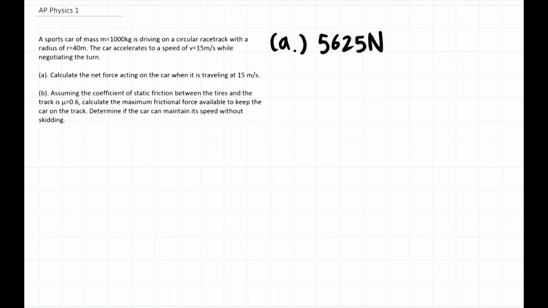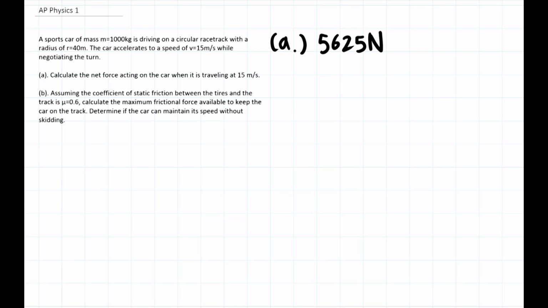Now we can move on to part B of this question. Assuming that the coefficient of static friction between the tires and the track is mu equals 0.6, calculate the maximum frictional force available to keep the car on the track. Determine if the car can maintain its speed without skidding.